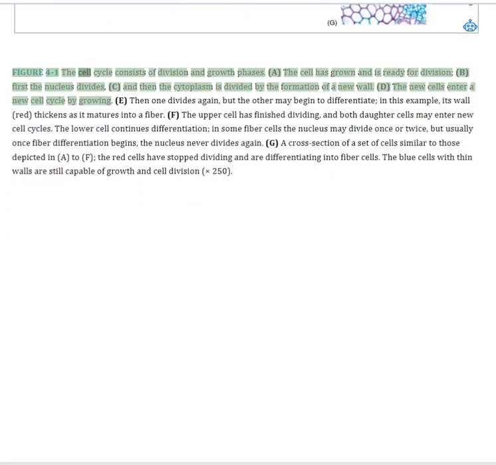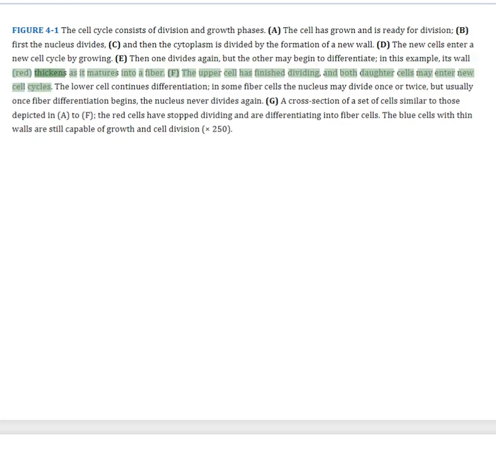Figure 4:1 The cell cycle consists of division and growth phases. The cell has grown and is ready for division. First the nucleus divides, and then the cytoplasm is divided by the formation of a new wall. The new cells enter a new cell cycle by growing. Then one divides again, but the other may begin to differentiate. In this example, its wall thickens as it matures into a fiber.